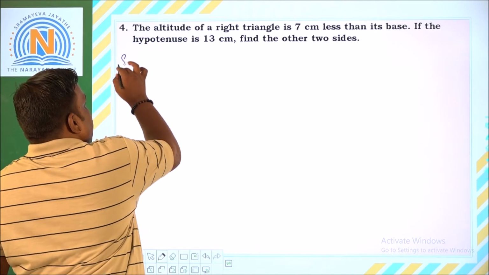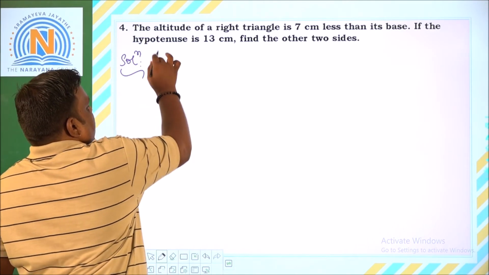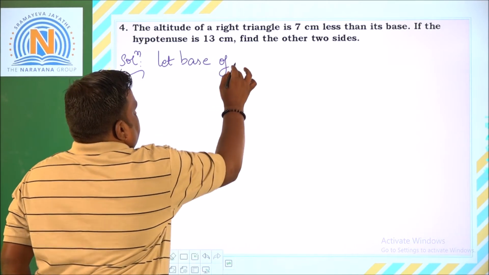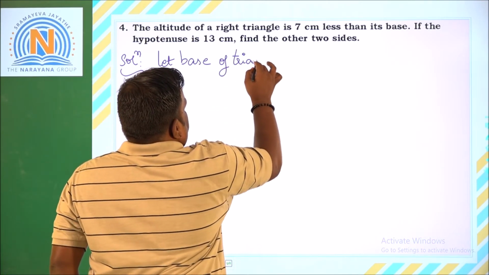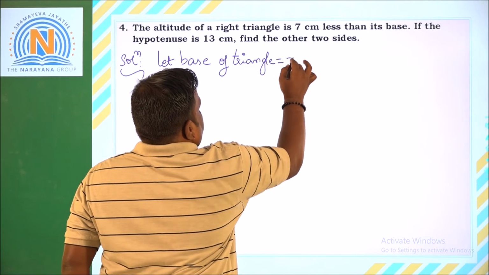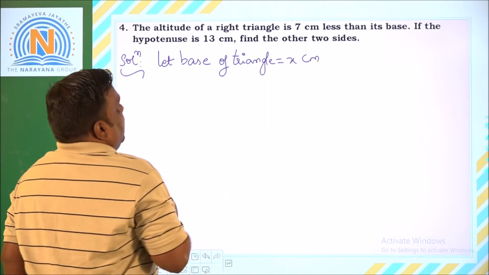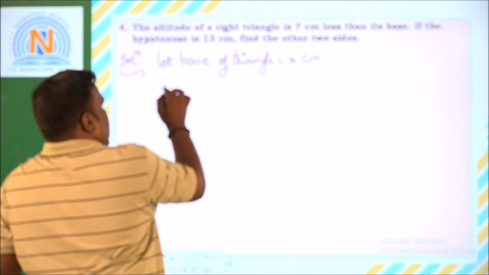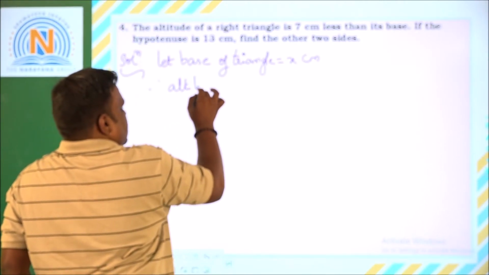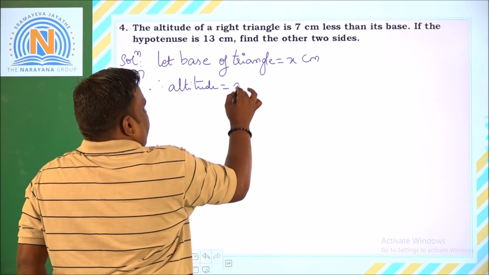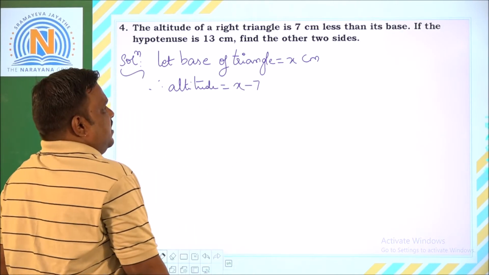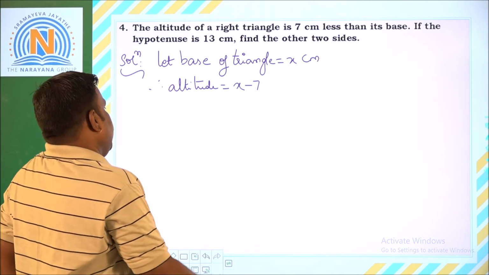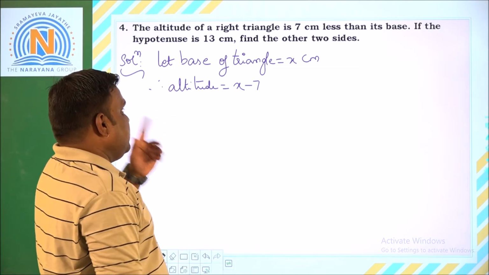So same thing here, let us assume the base as x. Let the base of the triangle be x centimeters. So the altitude of a right triangle is 7 centimeters less than its base, therefore the altitude will be x minus 7 centimeters. If the hypotenuse is 13, find the other two sides. Hypotenuse is already given as 13.